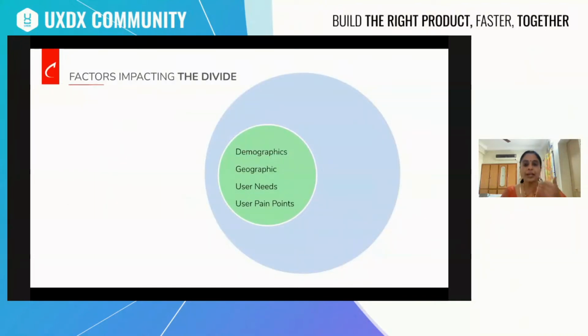So if we have to dig a little deeper into the factors that are impacting the divide, one is demographics, geographics. We probably are not understanding the complete needs and pain points. Apart from that, there are a few more things that add a lot of value, which is the psychometrics part of it. We necessarily are not understanding what their requirements are. What is their day like? When do they feel comfortable using the smartphone?